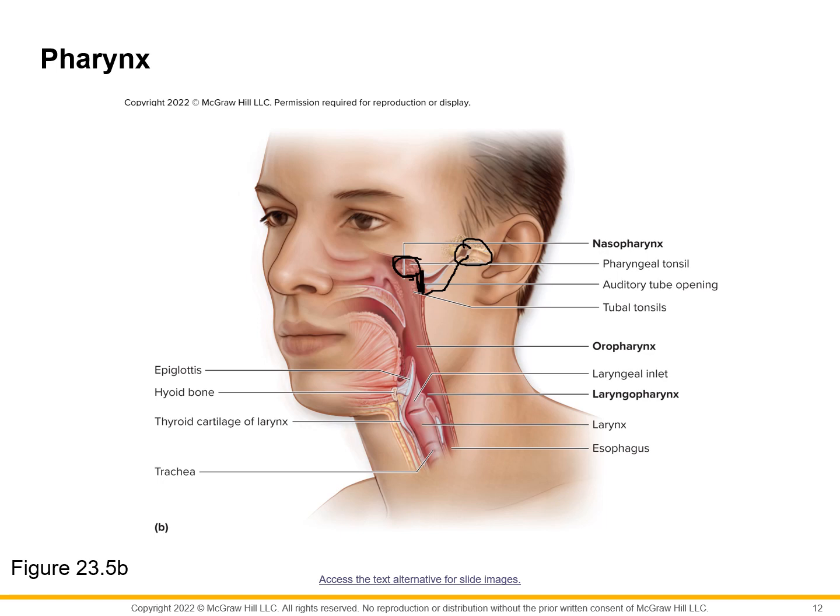So this is your oropharynx, followed by the laryngopharynx right here. And the laryngopharynx is where there is an opening of your larynx anteriorly and your esophagus posteriorly.